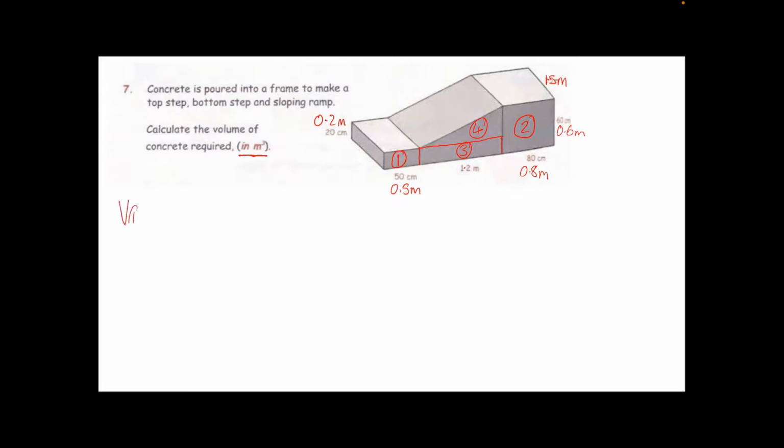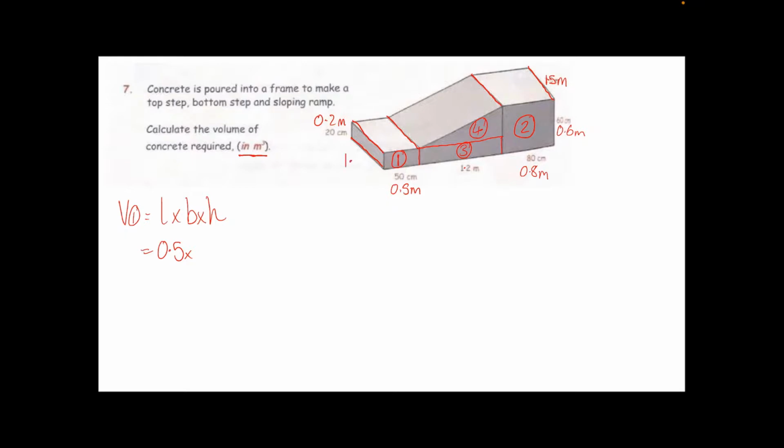I'm going to start off just in the order that I've numbered them. So volume of shape number 1 is length times breadth times height. My length then is that 0.5. My breadth, now I've not been given a breadth here, but I need to know my sort of properties of my shapes. So this line here is the same as this line here, which is the same as this line here, which is the same as this line here, and finally matches with that line there because they are cuboids. We should know that those lines are all the same.